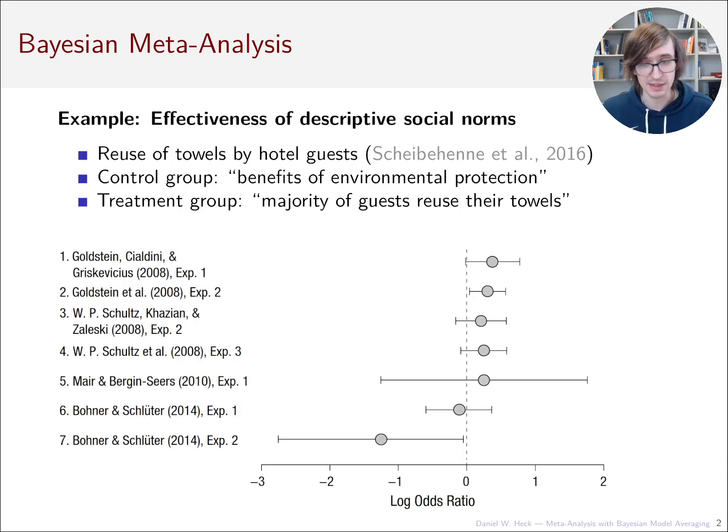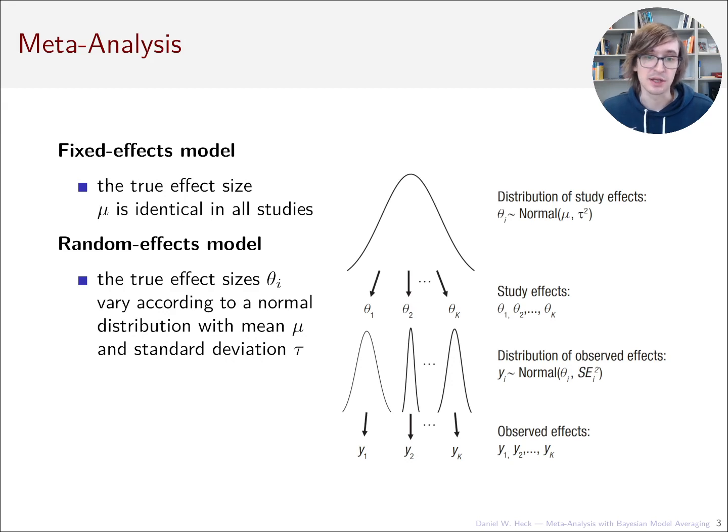The effect size here in 7 studies was quantified by log odds ratios on the x-axis, and positive values mean that the treatment was effective, so that actually the descriptive social norms increased the reuse of towels. And the question we have now is how can we aggregate the results from the 7 studies? In meta-analysis, there are 2 standard models which are commonly used.